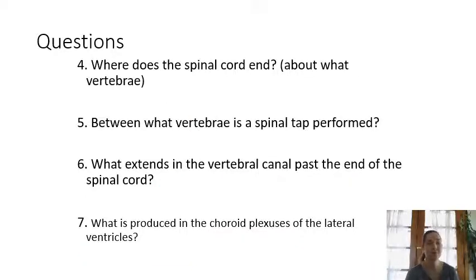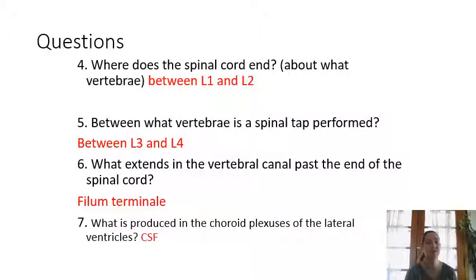Okay, a few more questions here. Where does the spinal cord end? So about what vertebrae do we find the end of the spinal cord? Between which vertebrae do we perform a spinal tap? So if we have to go in for a spinal tap, which vertebrae do we look for to enter? What extends in the vertebral canal past the end of the spinal cord? So once the spinal cord ends, what keeps going in that vertebral canal? And then what is produced in the choroid plexuses of the lateral ventricles?